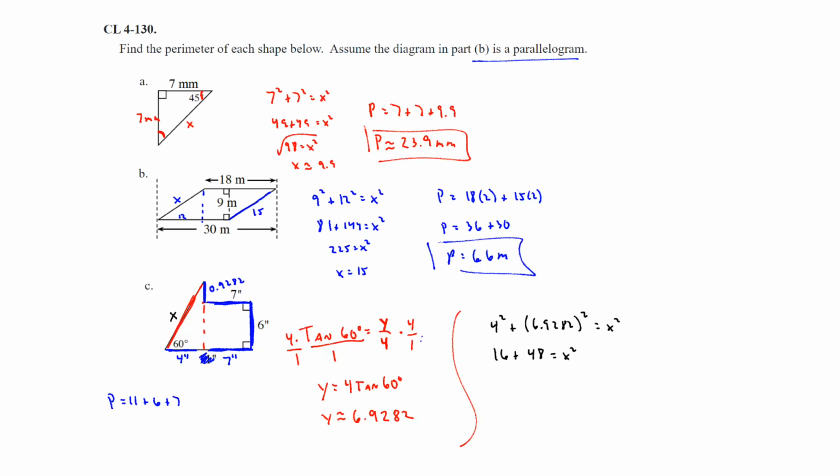16 plus 48 is 64. Take the square root of both sides, and x is equal to 8. So now we know that the last side that was missing for the perimeter is 8. So if we go back and fill in our last missing pieces, plus 0.9282 plus 8, we get a perimeter of 32. We'll round to the nearest hundredth, 93, and this is in inches.